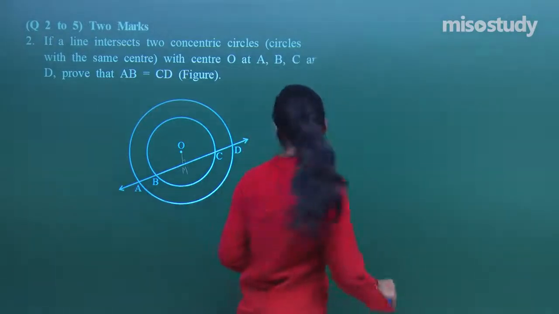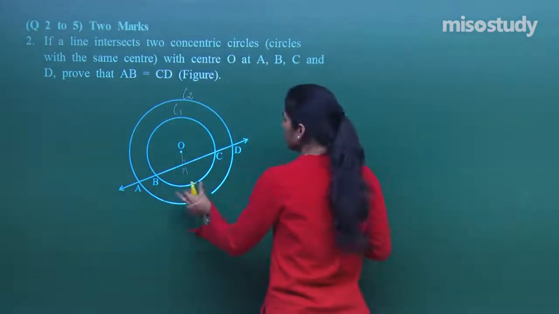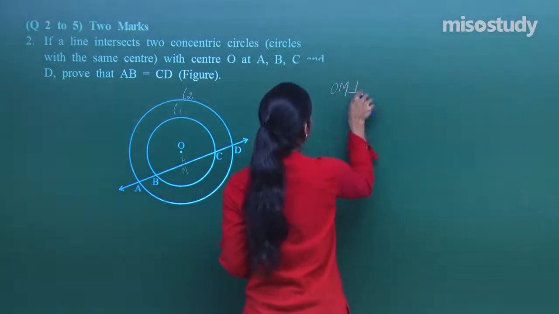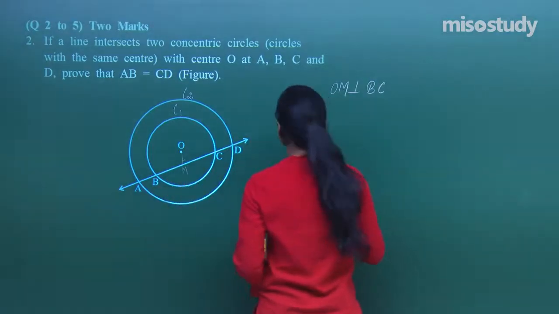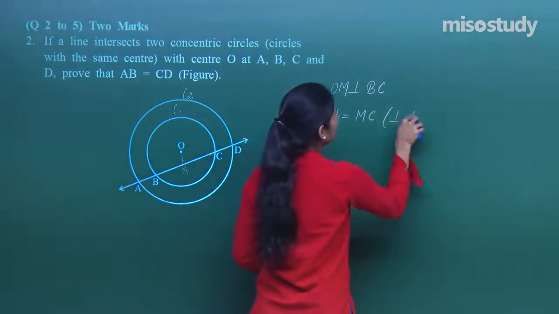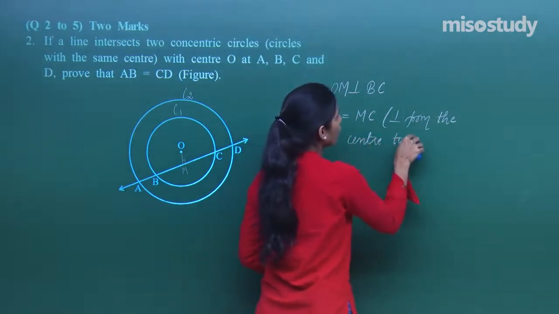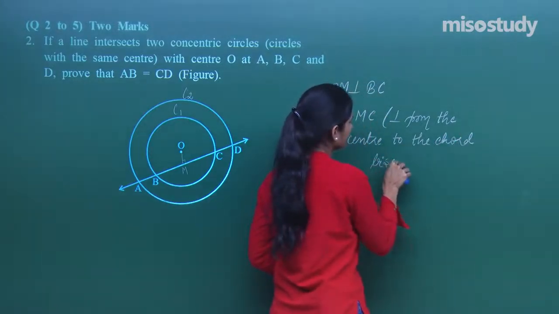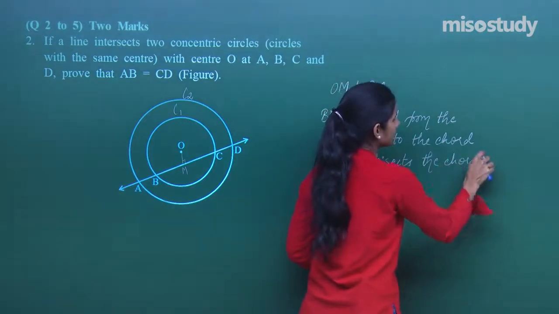then I can clearly see, if I talk about this smaller circle, say the smaller circle is circle 1 and the bigger circle is circle 2, then BC is a chord in the smaller circle, that is circle 1, and I have OM is perpendicular to the chord BC. Perpendicular from the center to the chord bisects the chord, so I have BM is same as MC.